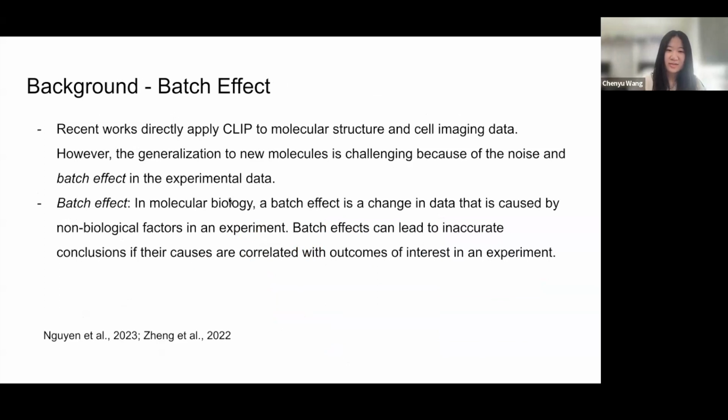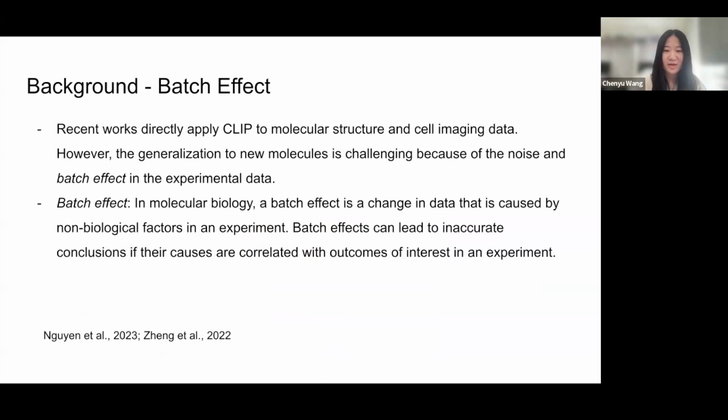There are some recent works that directly apply the CLIP model from the text and image domain to the molecular domain, to map the molecular structure and the post-perturbation cell imaging data. However, with this kind of data, generalization to new molecules is really challenging because of the noise and batch effect in the experimental data.